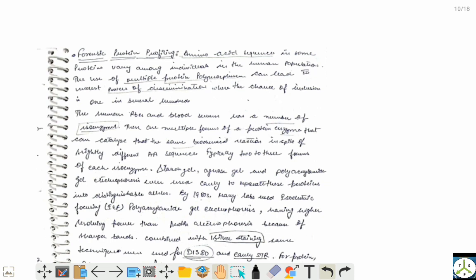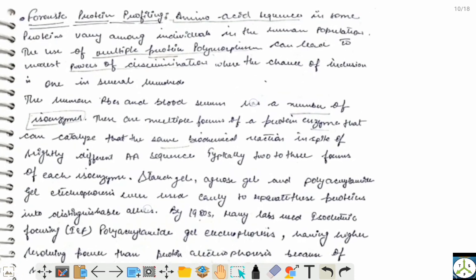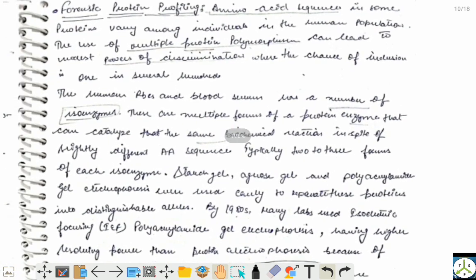Amino acid sequence in some proteins varies among individuals in the human population. The use of multiple protein polymorphisms can lead to a modest power of discrimination, where the chance of inclusion is 1 in several hundreds. Clear? So the human RBC, the serum, basically the serum contains all the protein content. The serum contains different isoenzymes. These are multiple forms of proteins that can catalyze the same biochemical reaction in spite of slightly different amino acid sequence. Okay, there is a slight difference in the amino acid sequence, but they can perform the specific function. Typically, 2 or 3 forms of each isoenzyme.